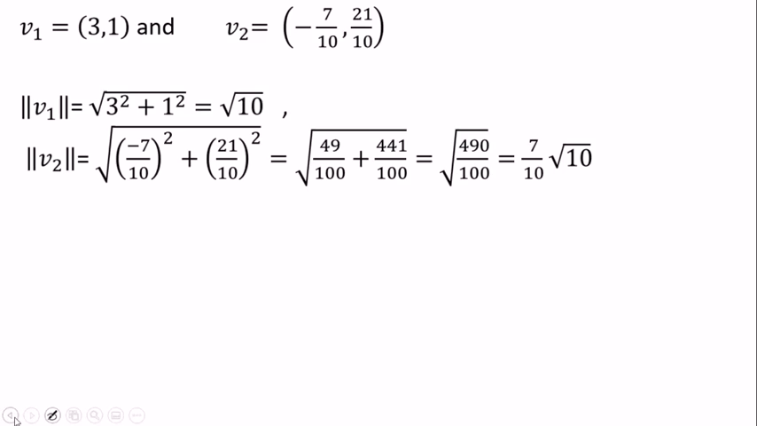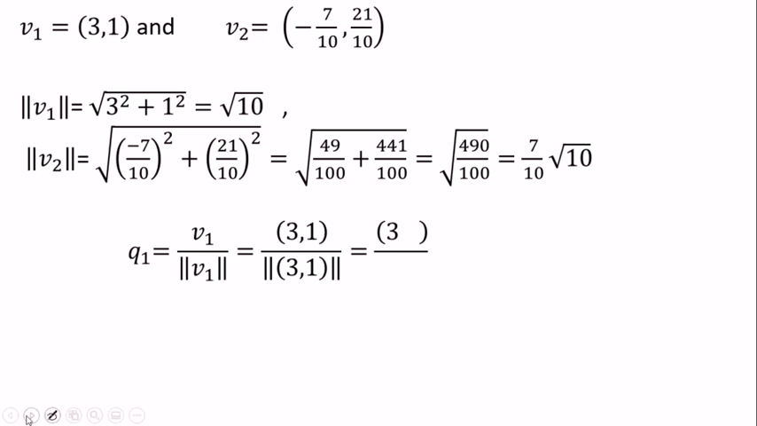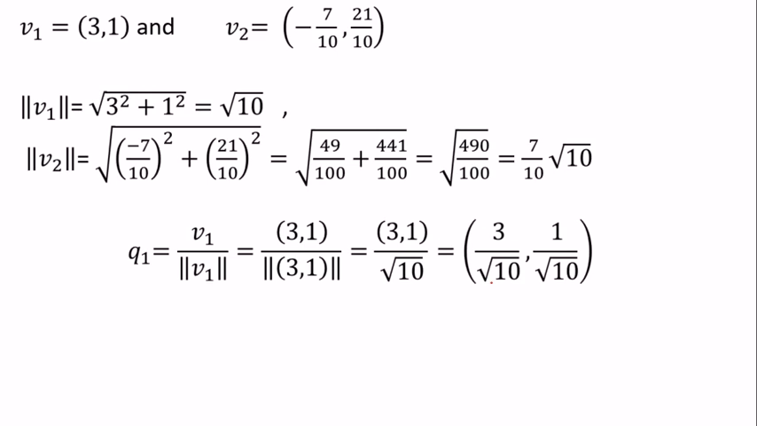And once you get the norms of v1 and v2, now we will write down the formula of q1 and q2. So q1 is v1 upon norm of v1, which is equal to (3, 1) divided by norm of (3, 1), which is root 10. Multiply this root 10 inside the bracket, so you get 3 upon root 10, 1 upon root 10. So this is our required vector q1, which is orthonormal.